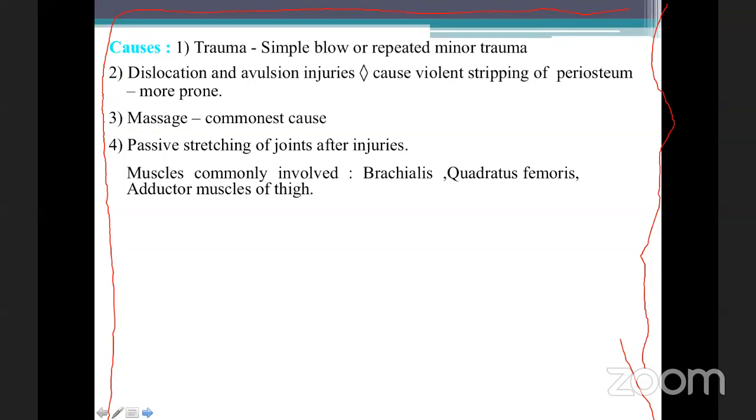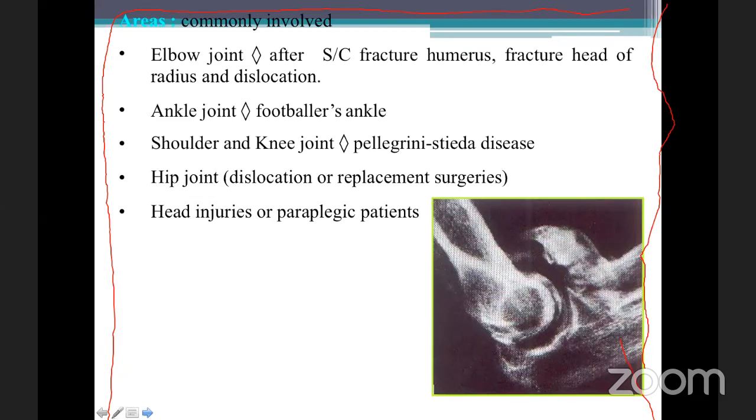So what are the causes? It's trauma, dislocation, massage, or passive stretching of the joints after injury. So any sort of massage or passive stretching following the injury has to be stopped. The areas most commonly involved are the elbow joint, ankle joint, shoulder and knee joint. In the knee joint, MCL calcification is otherwise known as Pellegrini-Stieda lesion, and also the hip joint and head injuries or paraplegic patients.